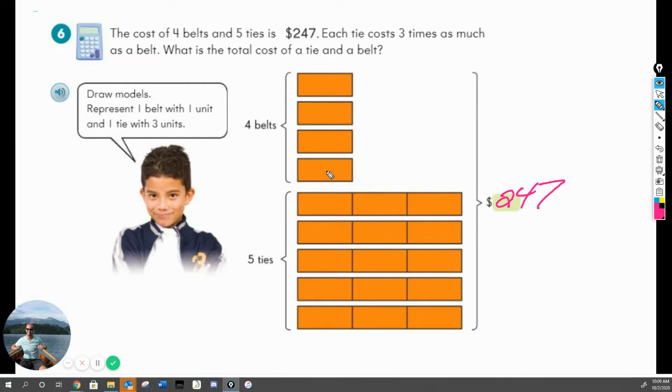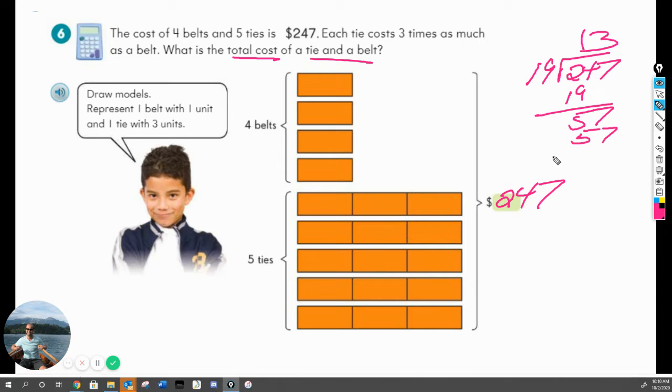And then I want to find out what each of these units is. 5 times 3 is 15, 16, 17, 18, 19. So we're looking for the total cost of a tie and a belt. I need to find out the cost of a single unit. Okay, so 19 goes into 247 13 times. So each one of these is 13.